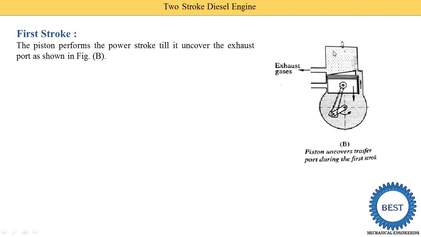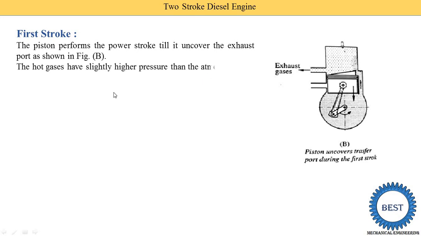Initially the piston is at top dead center. When the high pressure and temperature gas is created, the piston starts to move downwards. When the exhaust port is open, the power stroke is over, because when the piston is below this exhaust port, the burnt gas starts to be removed through the exhaust port into the atmosphere.